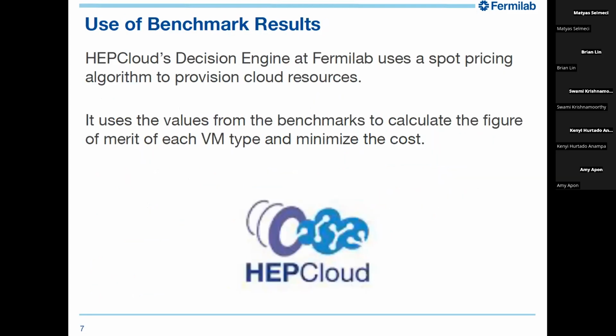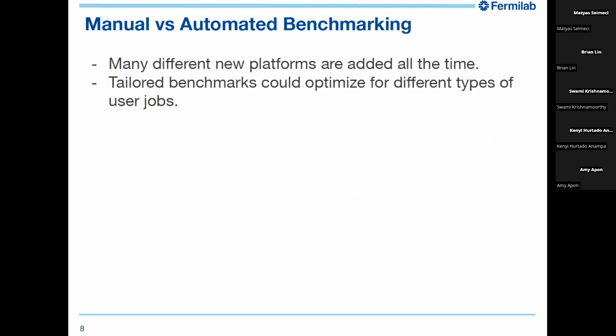A use case of this is HyperCloud's decision engine at Fermilab, which uses a spot pricing algorithm to provision the cloud resources. And it uses the values from the benchmarks to calculate the figure of merit for the VM types and minimizes the cost.